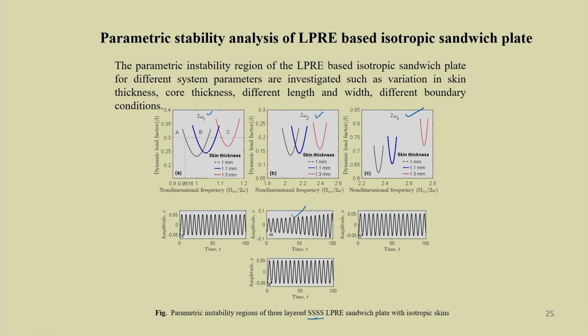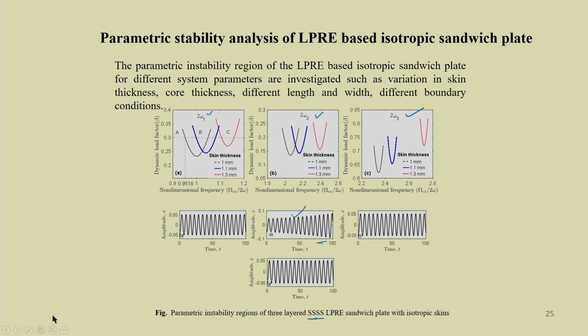So A, B, C, if you are taking 3 points. This is for point A, when the response is stable, and this is for point C, when the response is unstable also. A and C for these 2 curves are stable, but for B the response grows and the system becomes unstable. This is clearly showing the system is unstable, as the response amplitude goes on increasing.